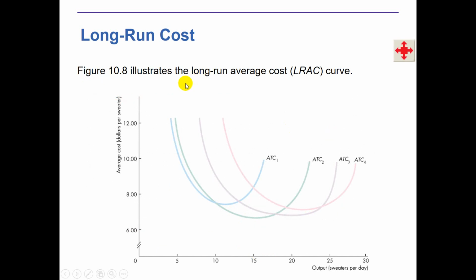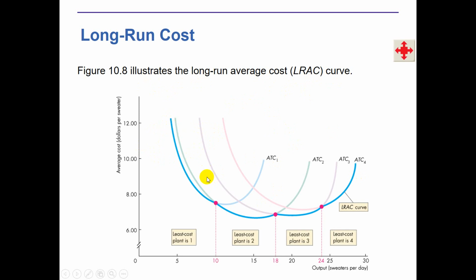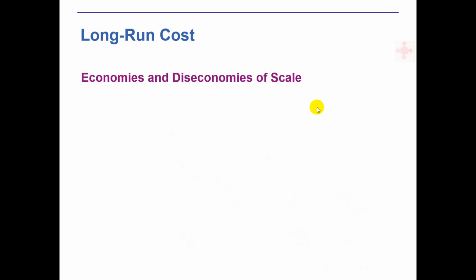Here we have a similar example. So how can we derive the long run average cost curve from the short run average cost curve? This is how. So the least cost plant, this one, then least cost plant 2, then the least cost plant 3, and the least cost plant is 4. So this is how we derive the long run average cost curve.